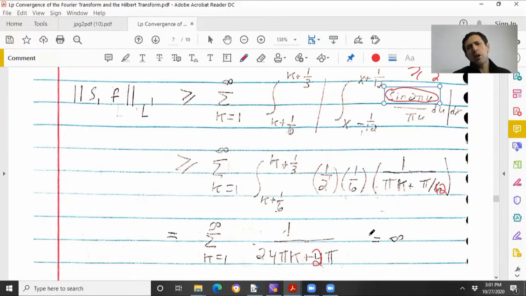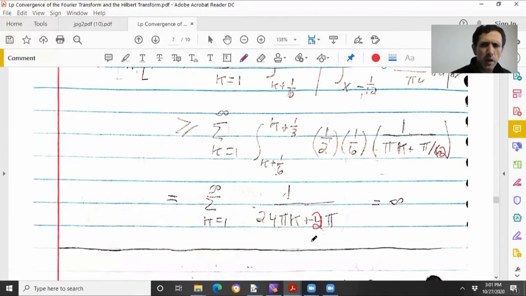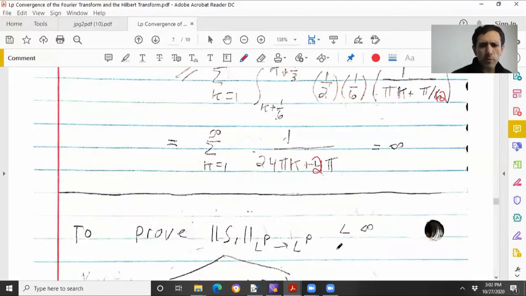And like I said, it shouldn't be hard to imagine that by modifying this a little bit, you can come up with a function f, basically a characteristic function, where the L1 norm of SR F for any R is infinite. Okay, so how do we prove that? Sorry, this should be Lp intersect L1. How do we prove that this is bounded?